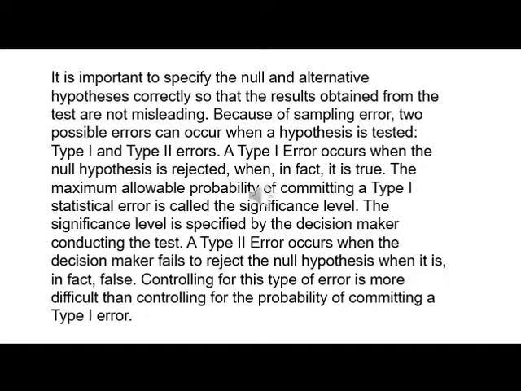A type II error occurs when the decision maker fails to reject the null hypothesis when it is, in fact, false. Controlling for this type of error is more difficult than controlling for the probability of committing a type I error.